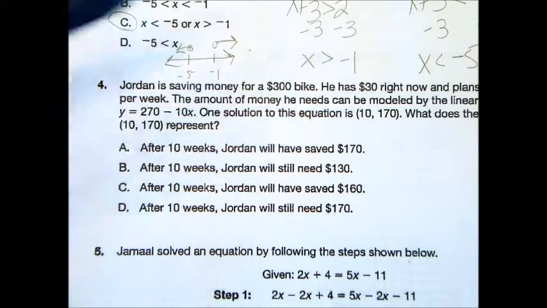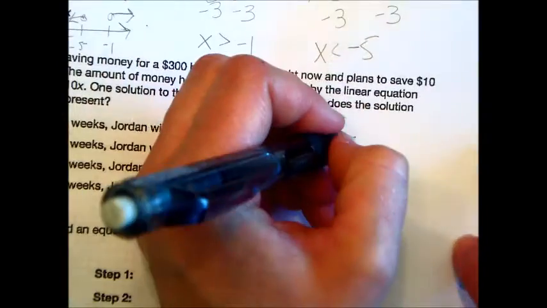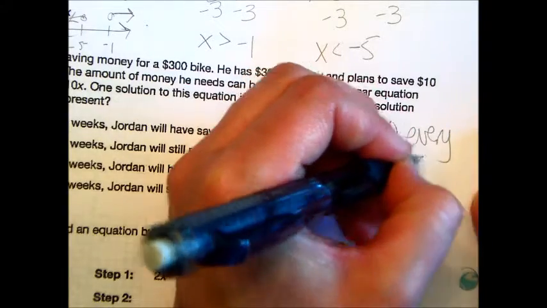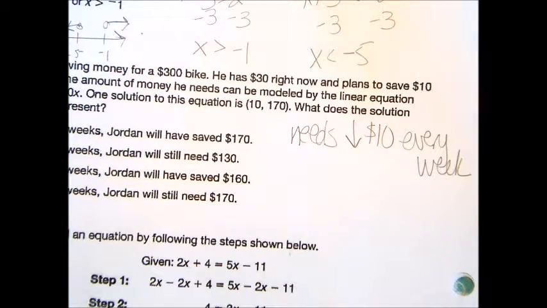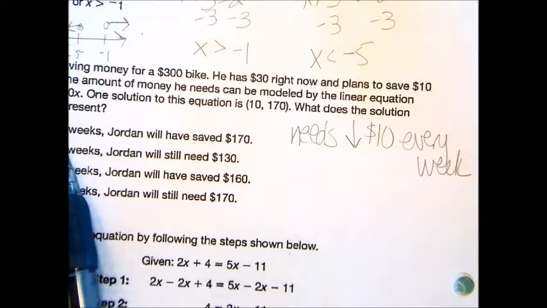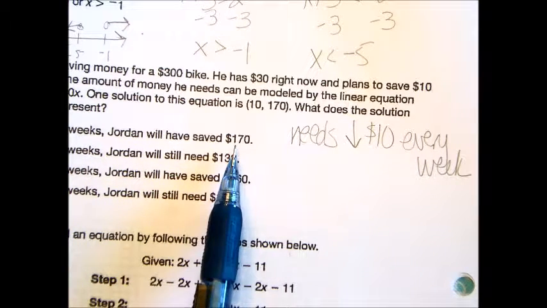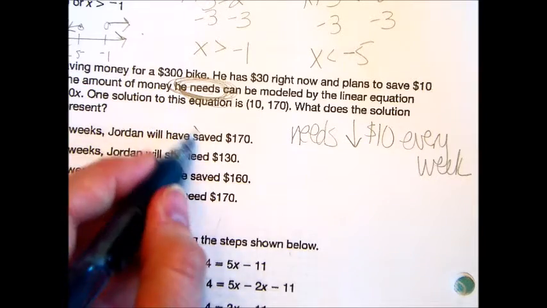One solution is (10, 170), so if you plugged in 10, you would get 170. What does that mean? Well, remember, what he needs, can we write this down, please? What he needs is going down $10 every week. Okay? So it says, what the world does that even mean? After 10 weeks, because that's what x stands for, Jordan will have saved 170. No, this equation is not about how much he saved. This equation is about how much he needs.